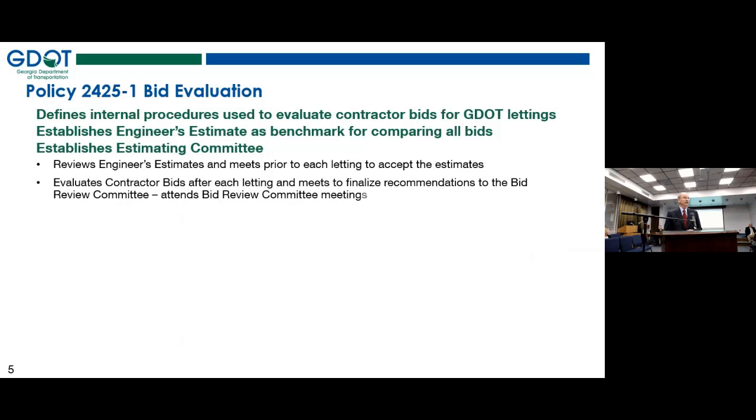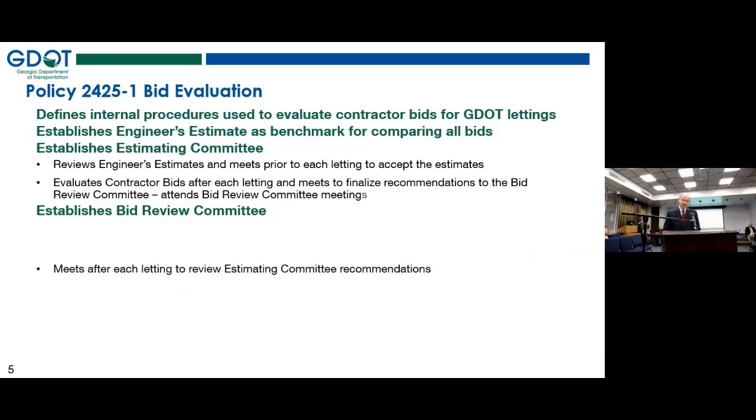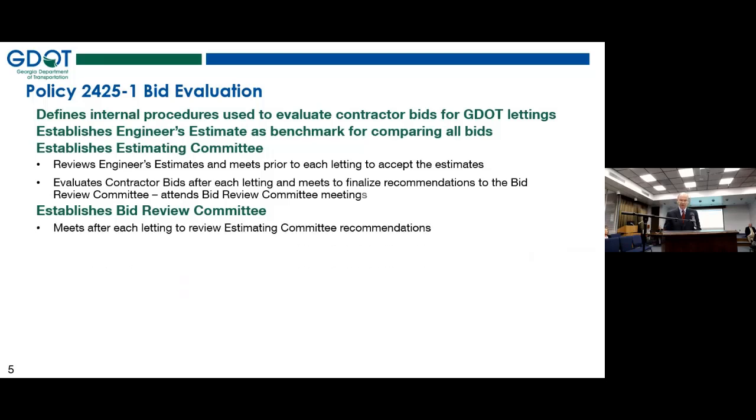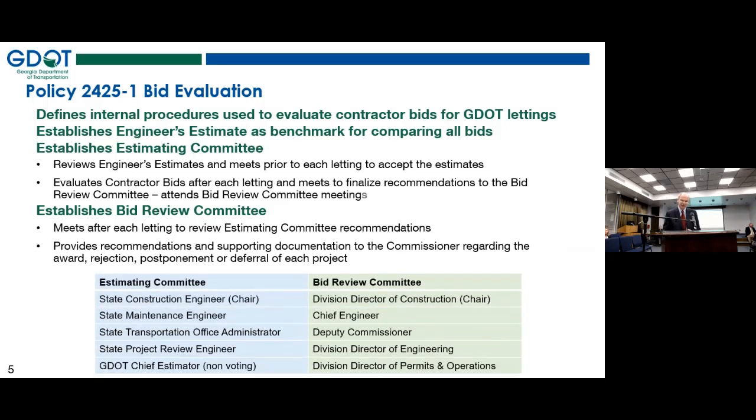The committee also meets after the letting and evaluates contractor bids. They meet to finalize recommendations that are then passed on to the bid review committee. The policy establishes the bid review committee. This committee meets after each letting to review estimating committee recommendations. They in turn then provide recommendations and supporting documentation to the commissioner regarding the award, rejection, postponement, or deferral of each project. And then these two tables, got ahead of myself, these two tables show you the two committees and the membership of those defined by title.